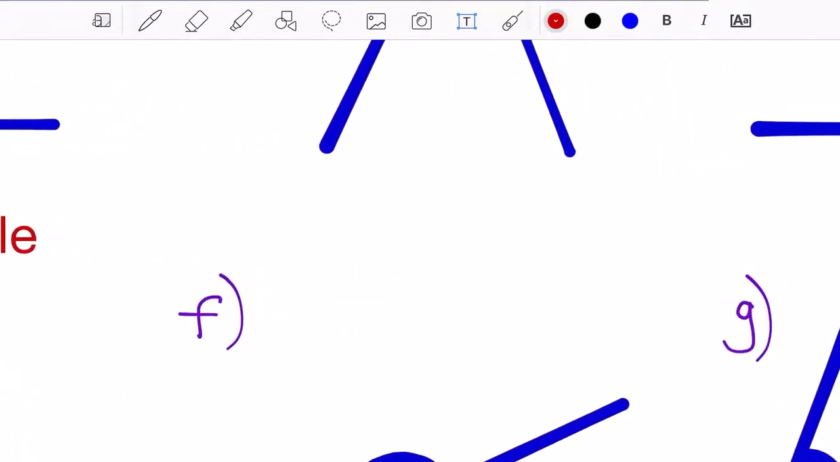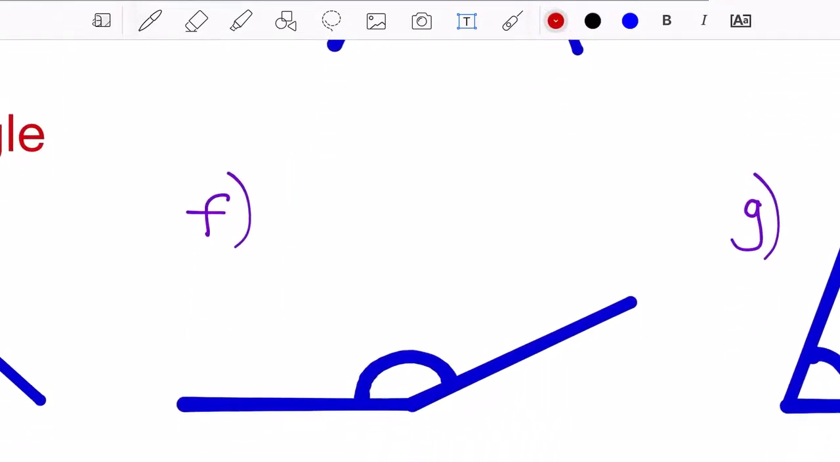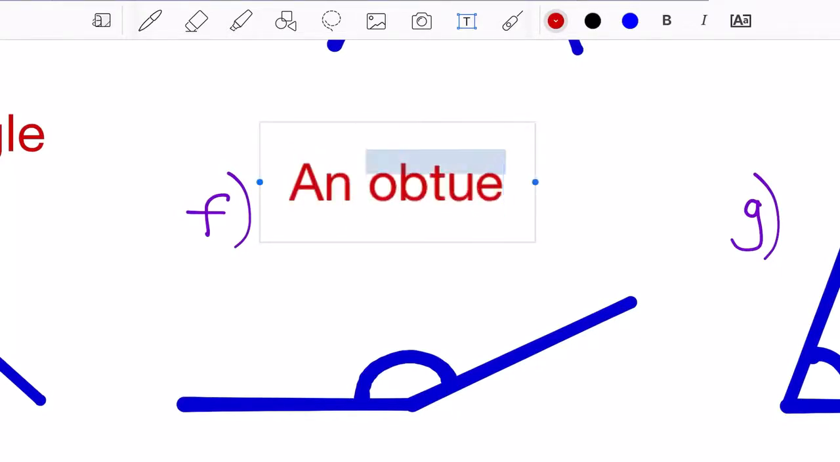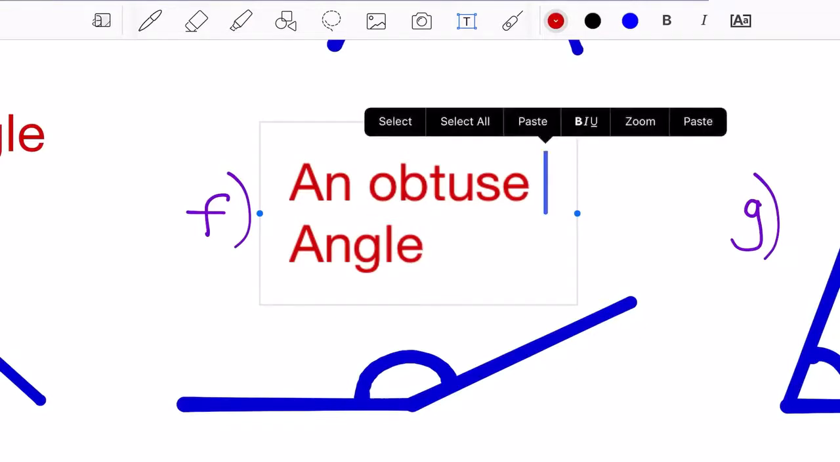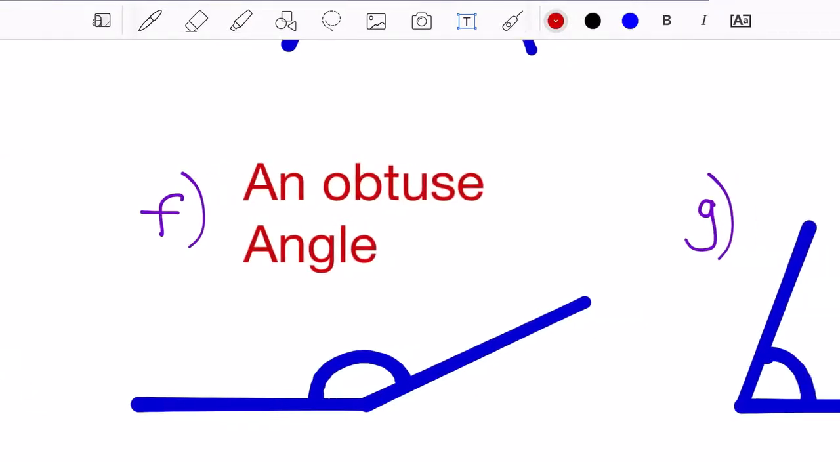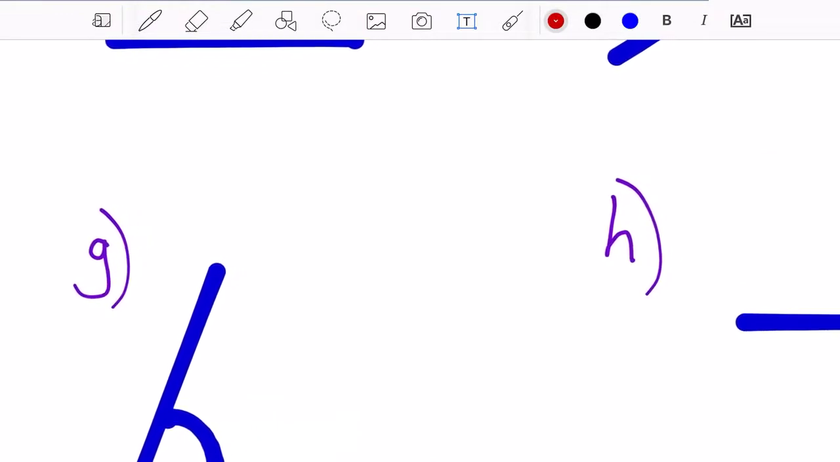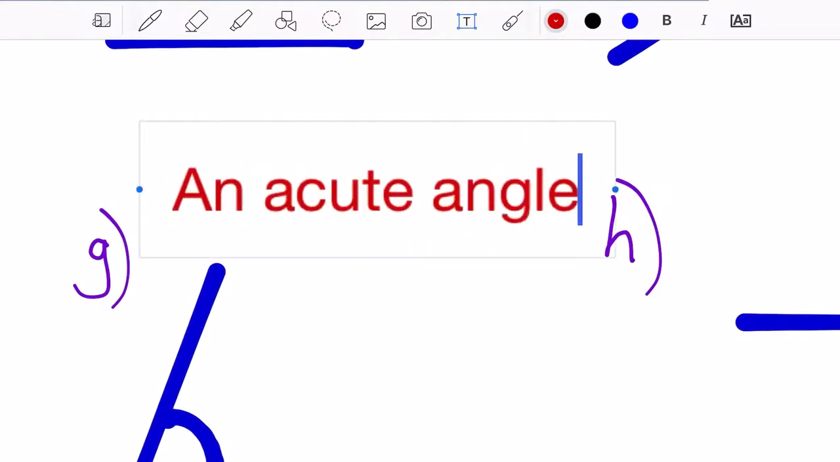Part F. This angle is more than 90 degrees but less than 180 degrees. This is an obtuse angle. G. This angle is less than 90 degrees, so it's called an acute angle.